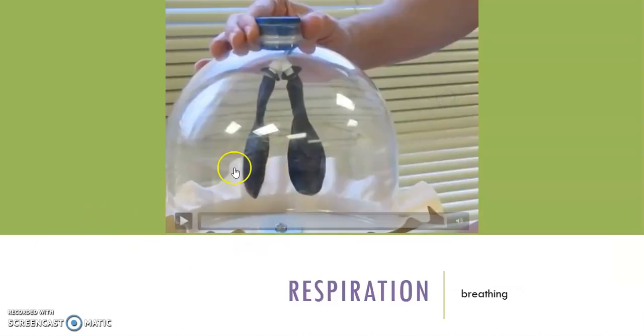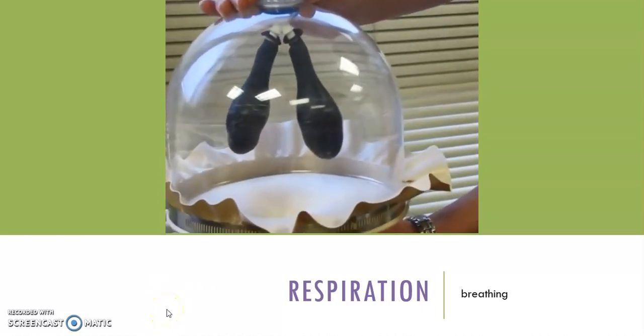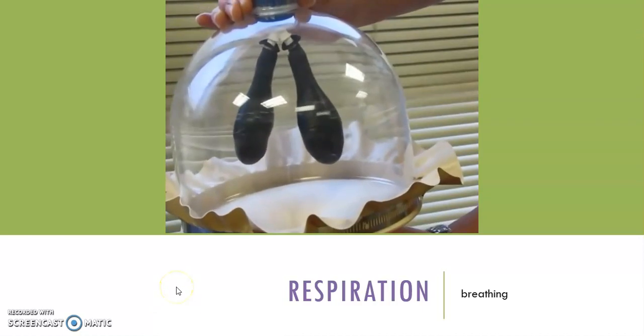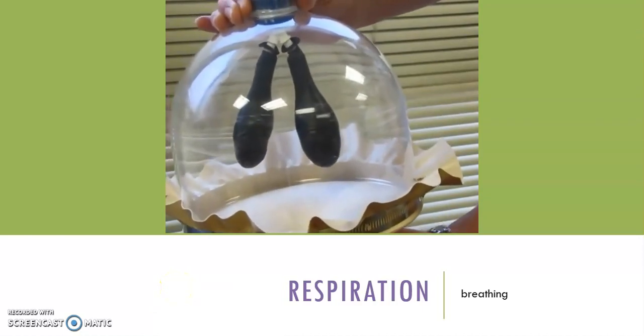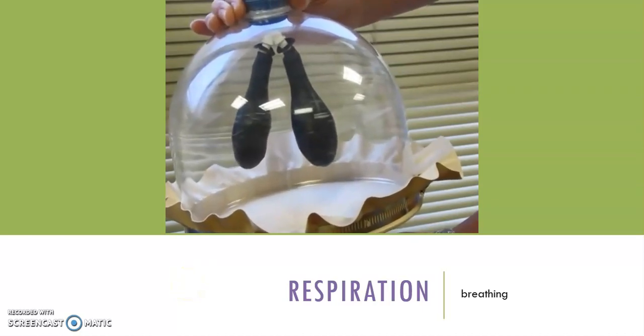All right, so let's watch a quick video about respiration. I want you to imagine that this area down here that he's going to pull down on is the diaphragm, and the balloons are the lungs, and then this globe is the rib cage. So you'll see him pull down and the lungs expand. And then he'll release that balloon, or release the diaphragm, and those balloons will relax.